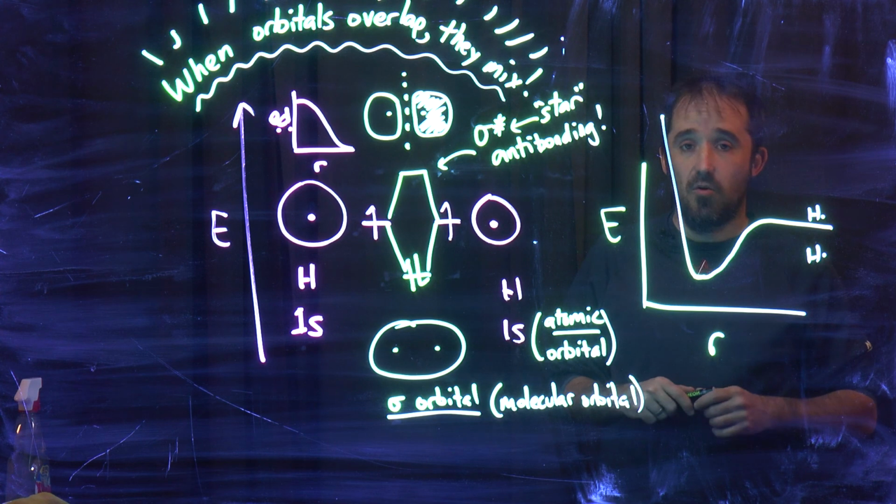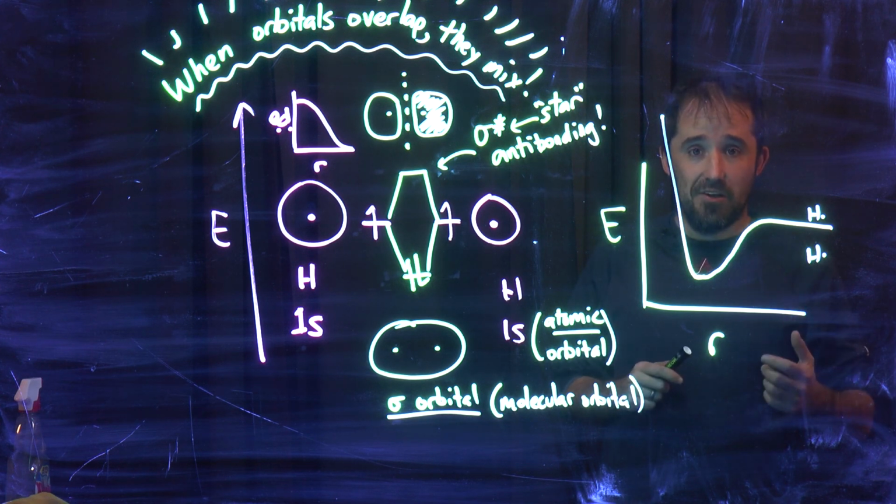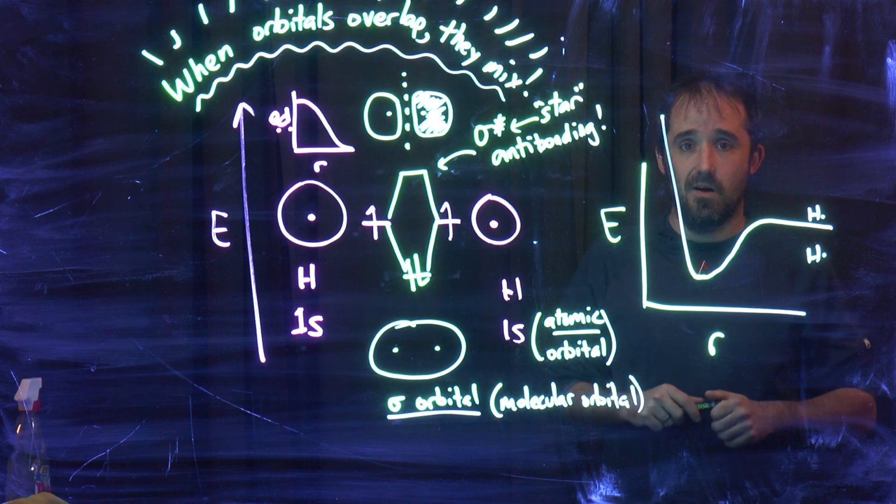In the next video, we're going to look at a molecule that's even more exciting than H2, which is every molecule. H2 is the worst molecule. It's boring, but now we understand the sigma and sigma star orbitals.